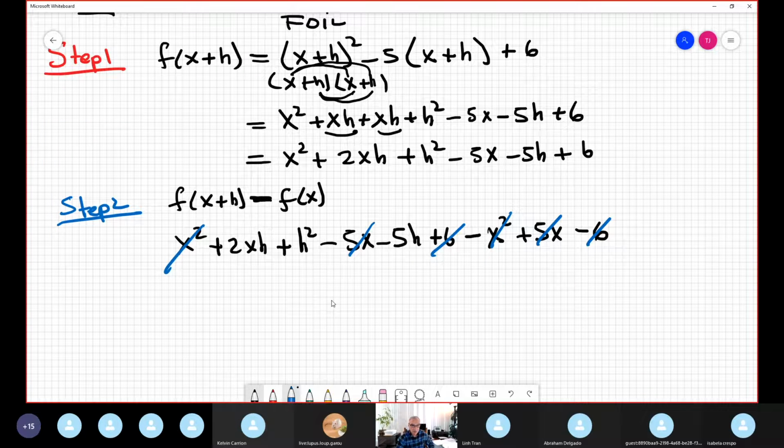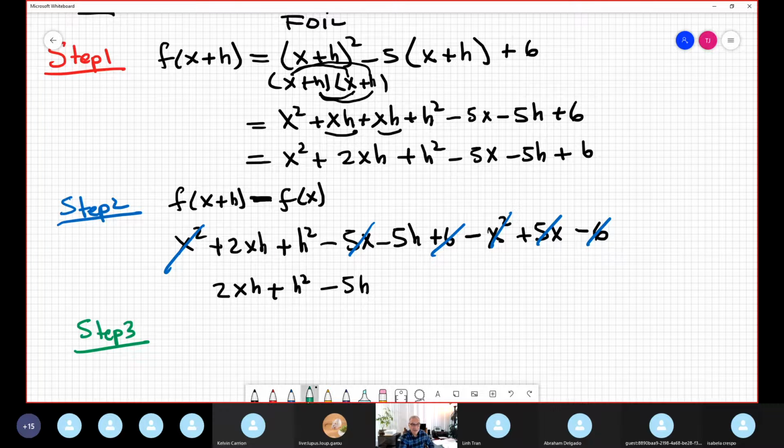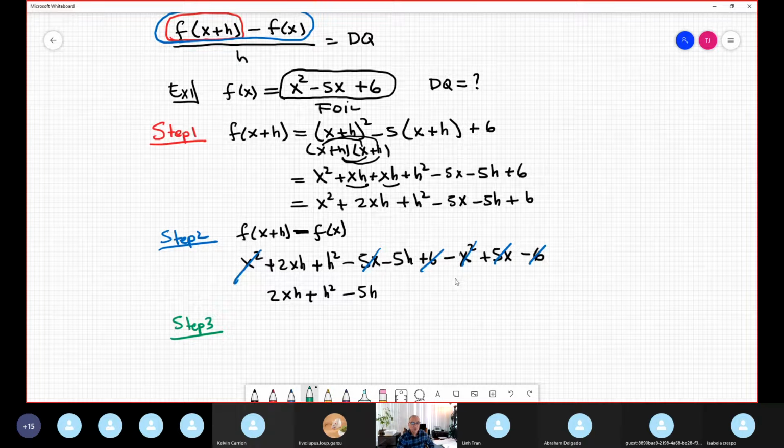Stay alive only 2xh plus h squared minus 5h, and that's it. In step 3, the only thing you should do is the last part, according to the formula: divided by h. Look here, divided by h.